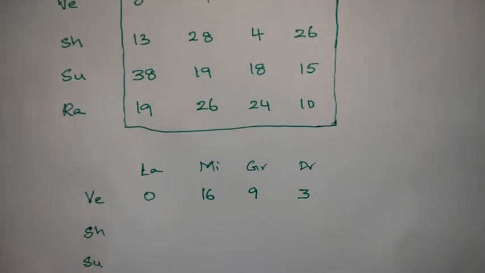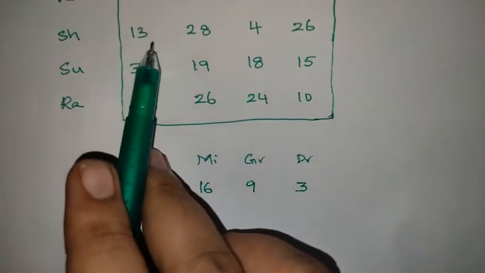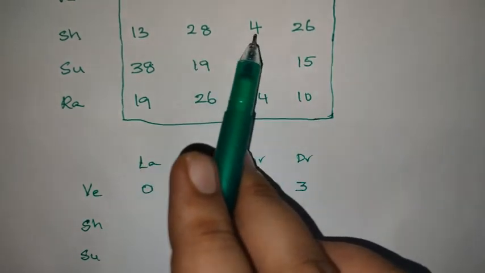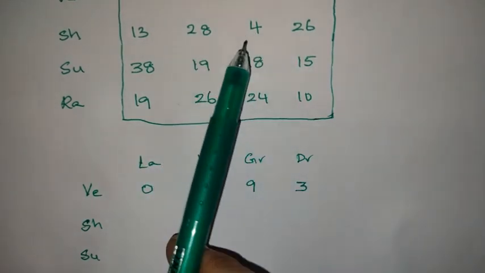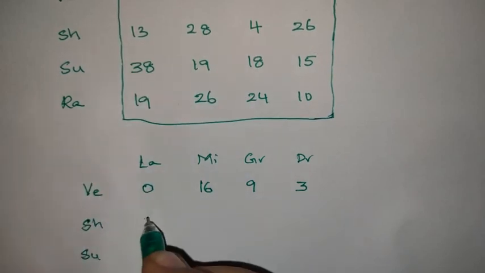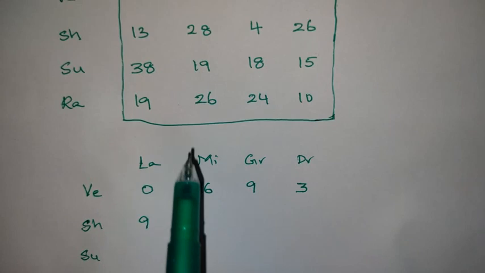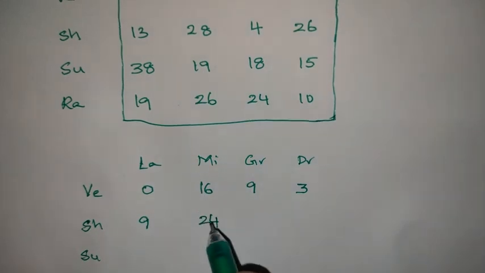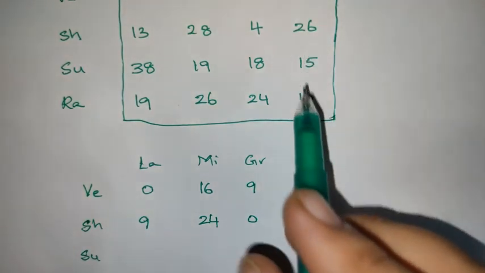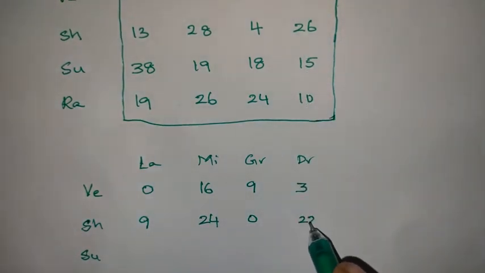Next take the second row. So now in the second row, what is the minimum value? In 13, 28, 4, 26, the minimum is 4. So now subtract this 4. 13 minus 4, 9. 28 minus 4, 24. 4 minus 4, 0. 26 minus 4, 22.